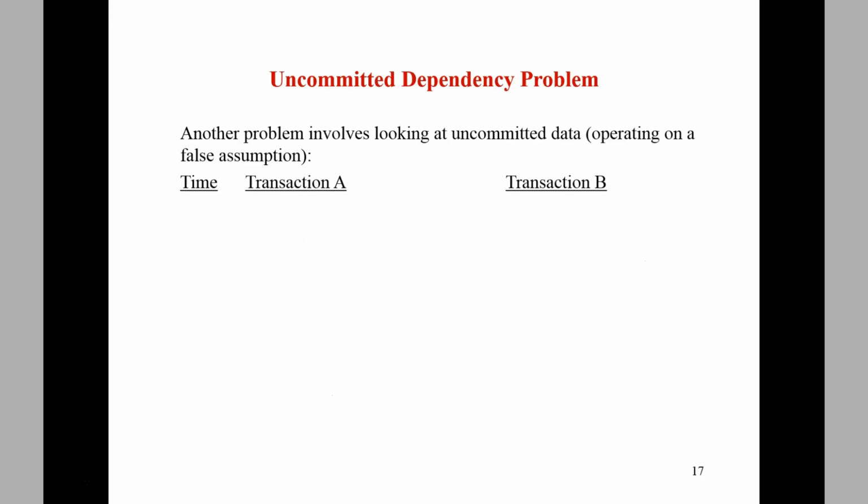The second problem is called the uncommitted dependency problem. This problem is associated with one transaction looking at data that has been modified but not committed. It's operating under a false assumption. So at time t1, transaction A performs an update of record R. Transaction B fetches the record, which reflects the update made by transaction A. And then transaction A says, oh, I really don't want to do that.